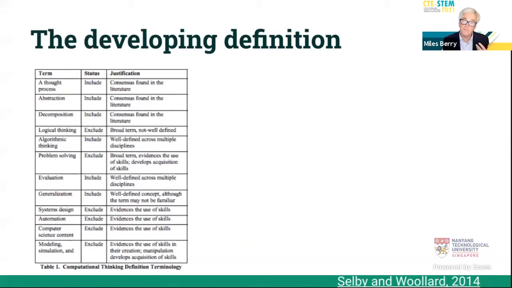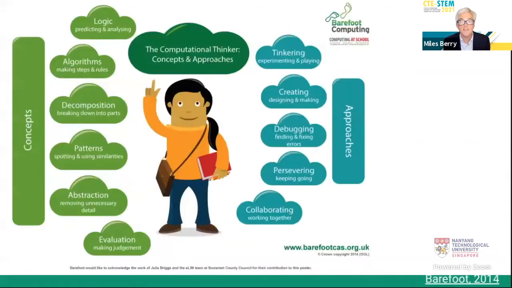Their work was deeply influential in what we did for Barefoot Computing, as indeed was Julia Briggs's work for Somerset County Council, in identifying this cluster of concepts on which the computational thinker might draw, this idea that they're deterministic machines. We can predict what they will do when given certain input and given certain programs, that computational thinking involves coming up with an algorithm, a sequence of steps or a set of rules in order to solve something.